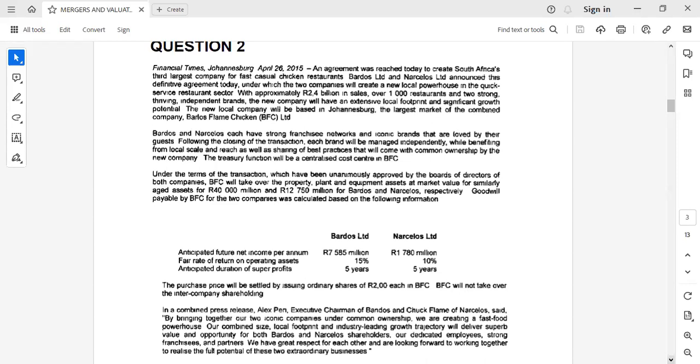Under the terms of the transaction, which have been unanimously approved by the board of directors of both companies, BFC will take over the property, plant, and equipment assets at a market value for similar aged assets for 40 million and 12,750,000 for Bados and Naselos respectively. Goodwill payable by BFC for the two companies was calculated based on the following information. So they calculated goodwill based on that information.